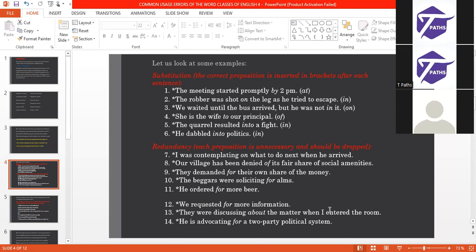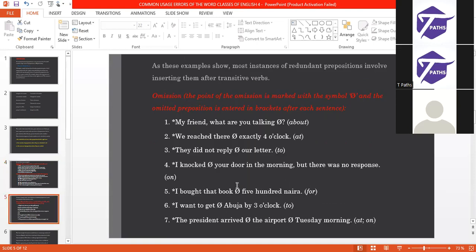"They were discussing about the matter when I entered the room." Should be, "they were discussing the matter when I entered the room." "He is advocating for two-party political system." Should be, "he is advocating a two-political party system." That is correct English. All right? So I'm sure you've noted that. As this example shows, most instances of redundant prepositions involve inserting them after a transitive verb.